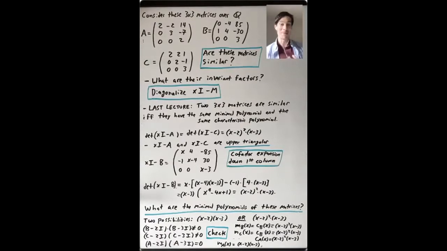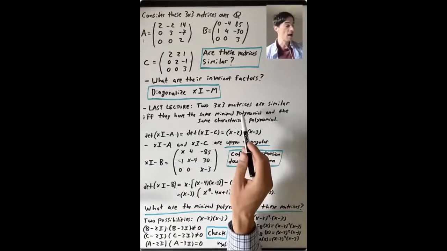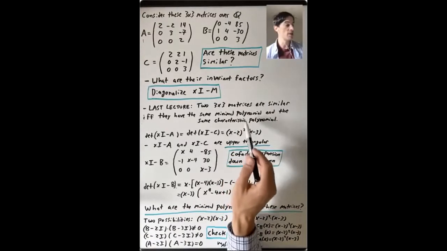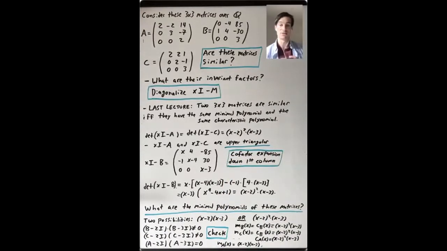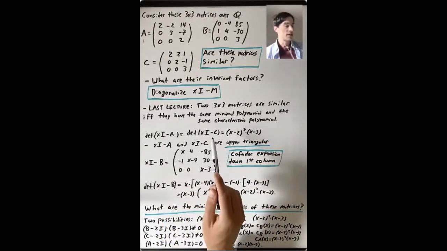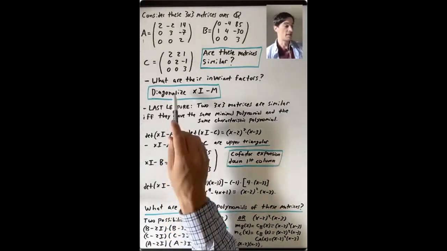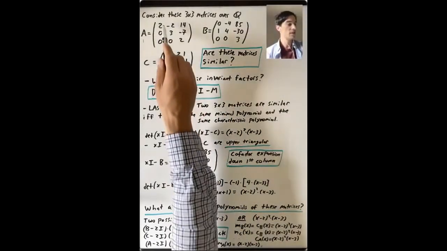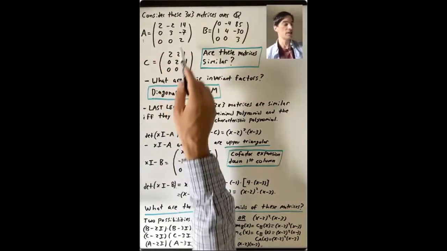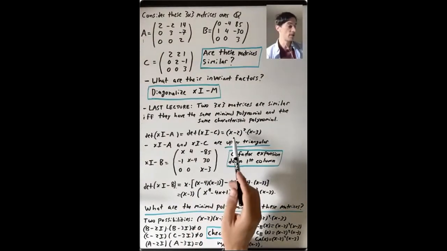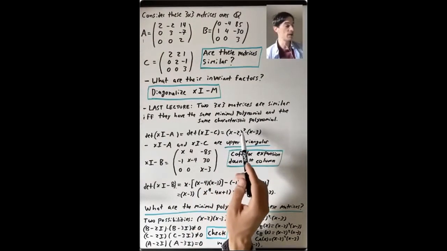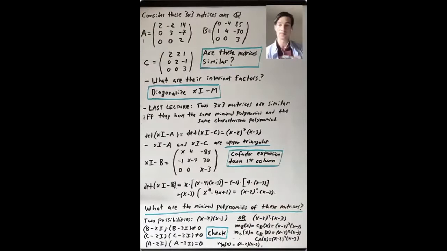Now, please keep in mind that once your matrices are 4x4 or larger, having the same minimal and characteristic polynomial is not enough to say that two matrices are similar. All right, so what are these minimal and characteristic polynomials? Well, the characteristic polynomial we can compute, it's the determinant of xI minus M. And for A and for C, it's easy to compute the characteristic polynomial. What we get is this determinant is (x minus 2) squared times (x minus 3).